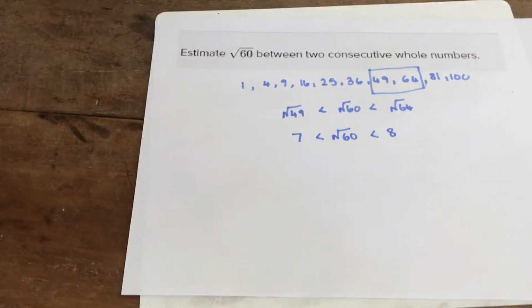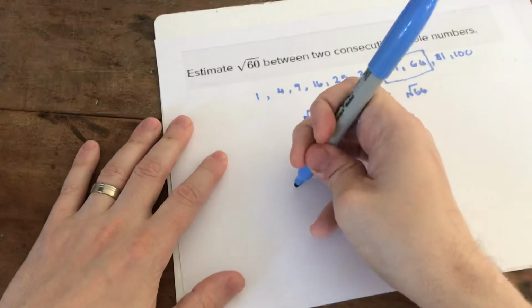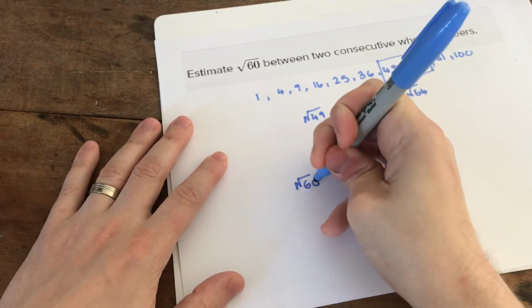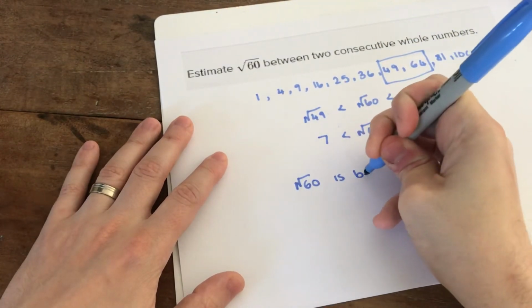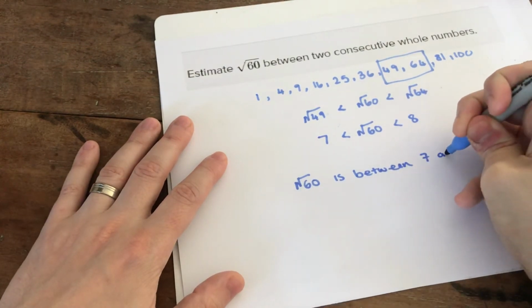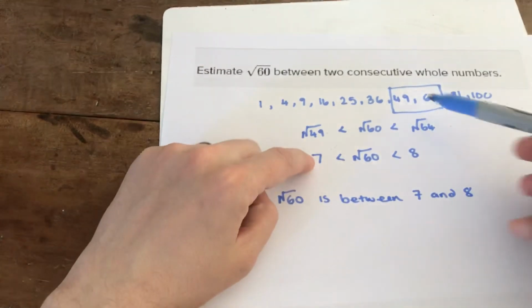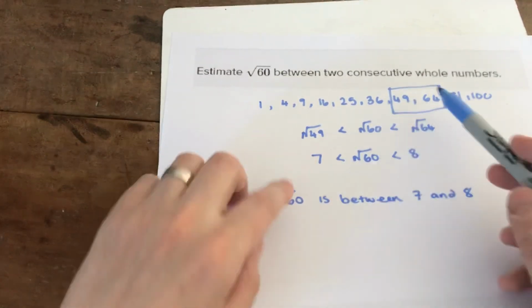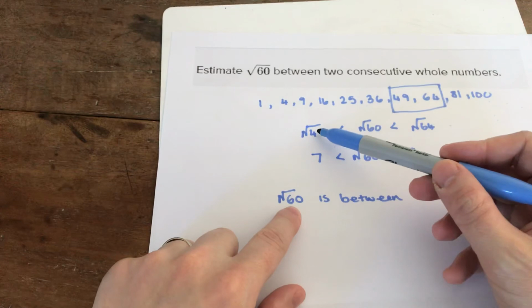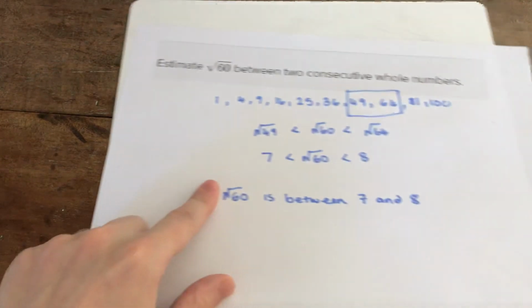Now, if you're confused about how to write the inequality signs, you can write it as saying that the square root of 60 is between 7 and 8. I do not mind which way you write your answer. So if you're confused by the square root signs, identify that the square root of 49 is 7, the square root of 64 is 8, and write it as a sentence like that.